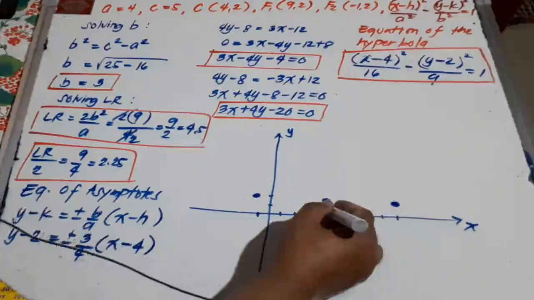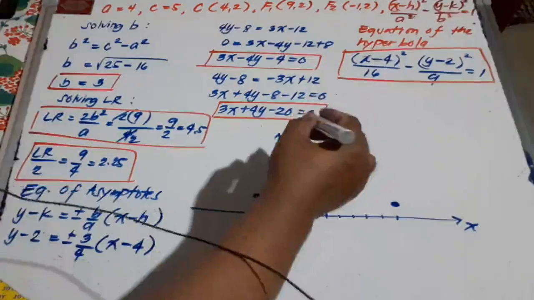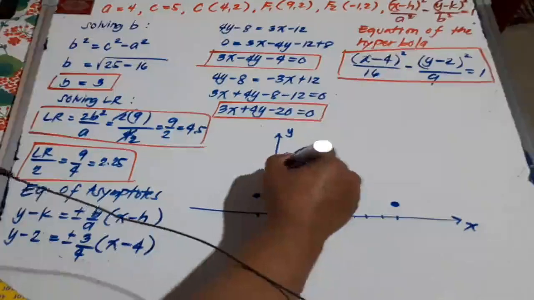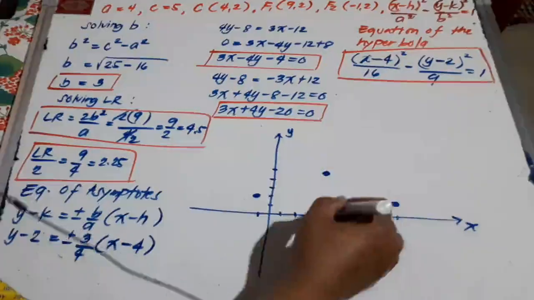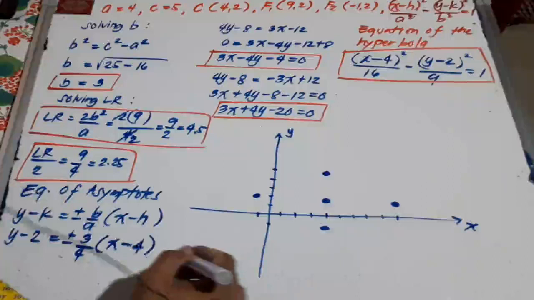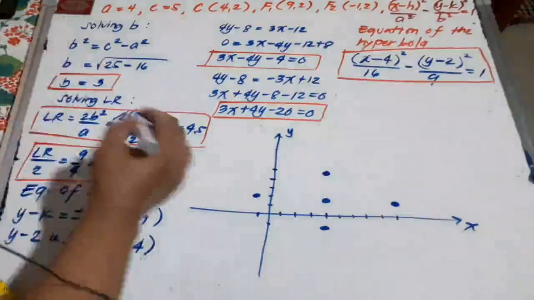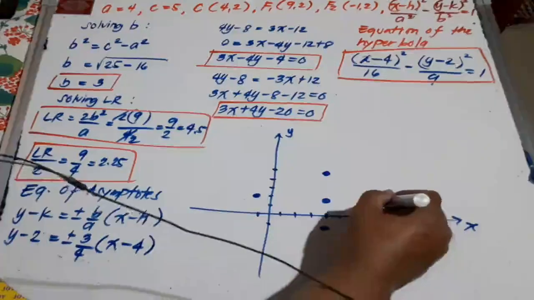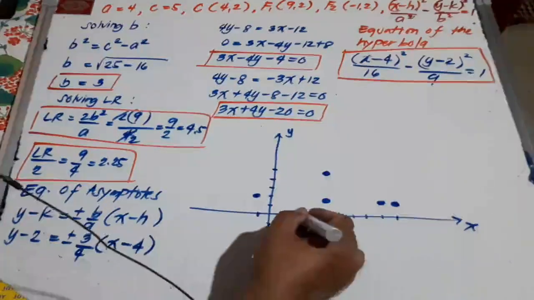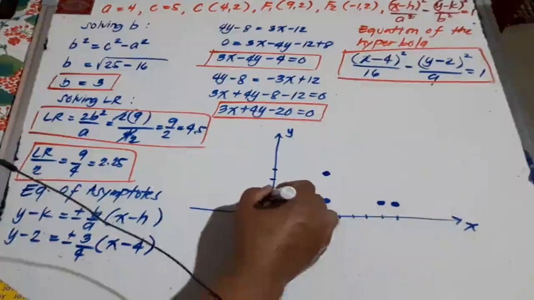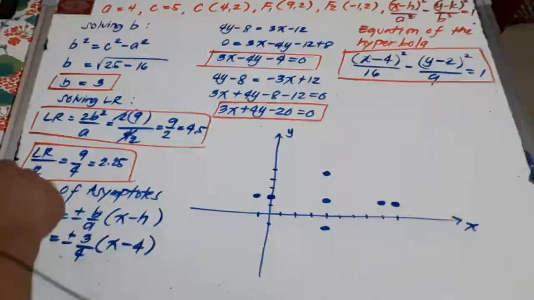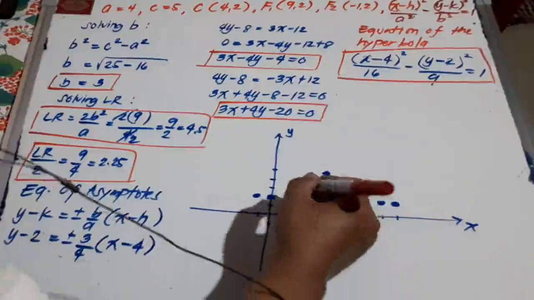Starting from the center, bilang naman tayo ng 3 units upward, 3 units downward para sa end of conjugate axis. So, 1, 2, 3. Ito naman, 1, 2, 3. Okay. For the vertices, bilang naman tayo ng 4 units from the center. 1, 2, 3, 4. Then, 1, 2, 3, 4 din dito. So, nandito. Okay.